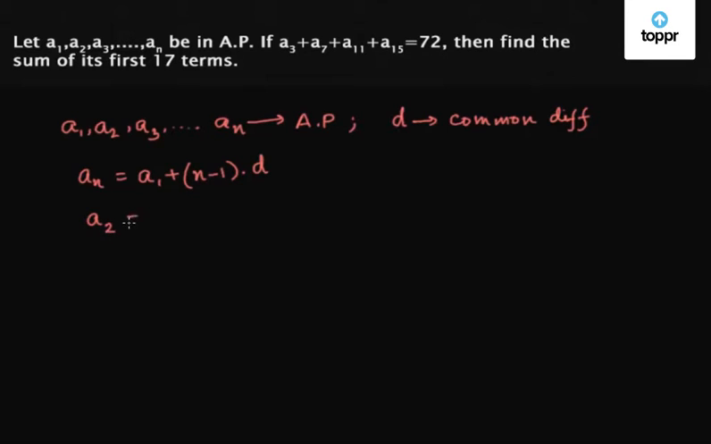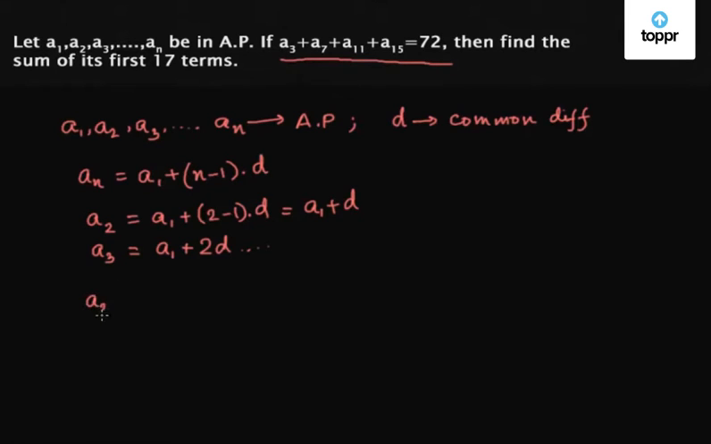So the second term can be written as A1 plus 2 minus 1 into D, which is equal to A1 plus D. A3 can be written as A1 plus 2D, and so on. So now we take the sum, that is A3 plus A7 plus A11 plus A15 is equal to 72. We write this equation in terms of the first term and the common difference D.